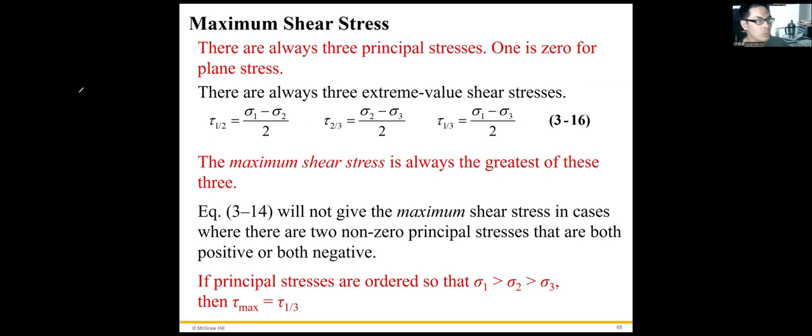Okay, so suppose we consider the three principal stresses. If one is 0, that's for plane stress. If it's non-zero, we have to take the three principal stresses into account. So there is tau 1 2, tau 2 3, and tau 1 3, which I will explain. And the maximum shear stress is always the greatest of the three.